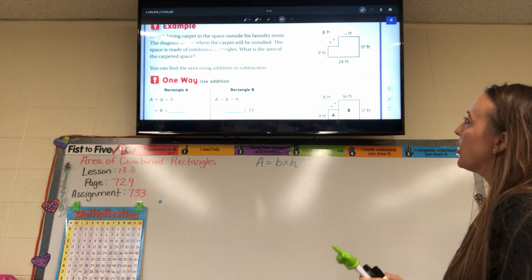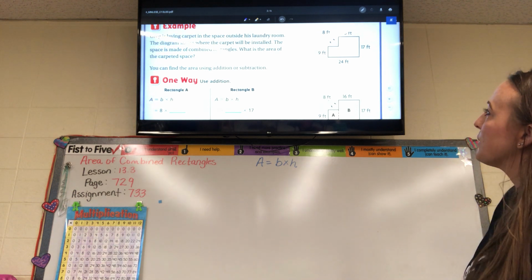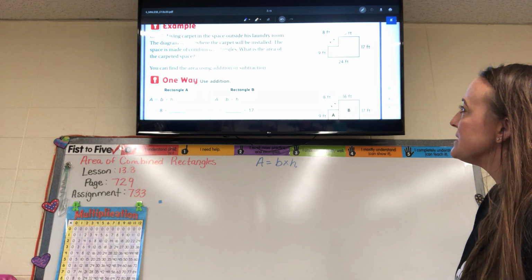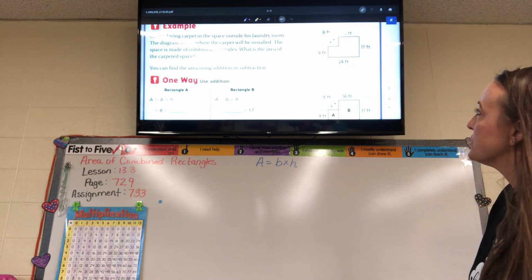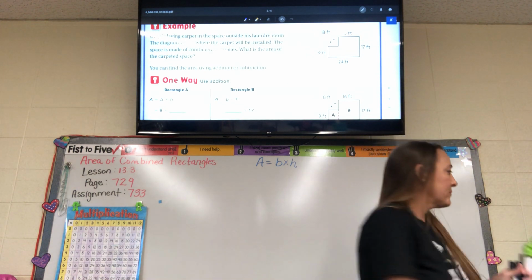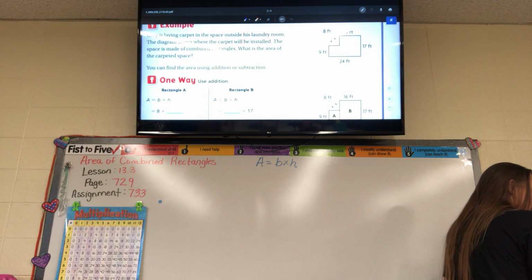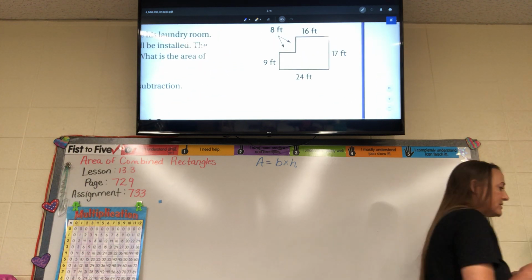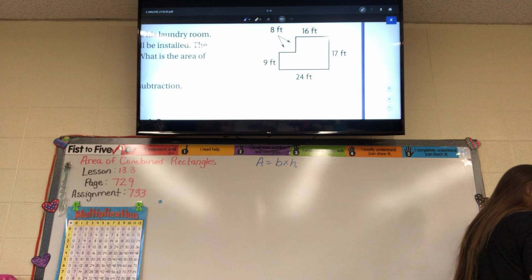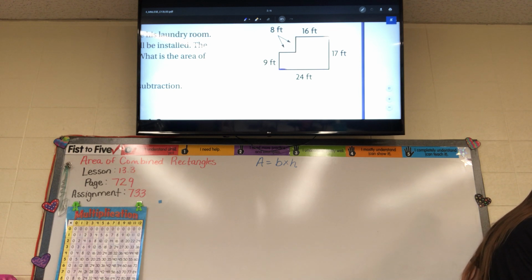Greg is laying carpet in the space outside his laundry room. The diagram shows where the carpet will be installed. The space is made of combined rectangles. What is the area of the carpeted space? So let's make this bigger here so we can see. So this is our figure, and I see here that this entire base here is 24, and this height is 17.